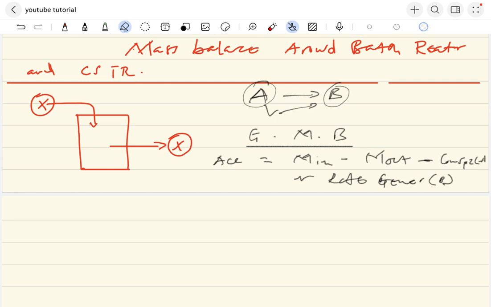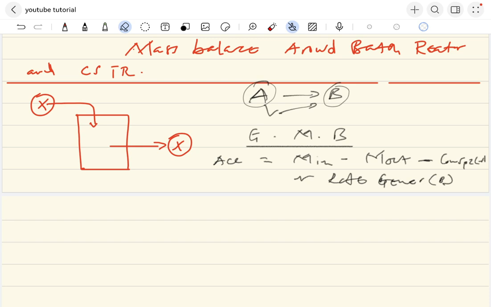Today, I want to tackle how we can derive our mass balance around a reactor, for instance, a batch reactor and a CSTR or continuous reactor. Okay, so we will learn how to perform a mass balance around a batch reactor today for this video, and my next video will be the CSTR.